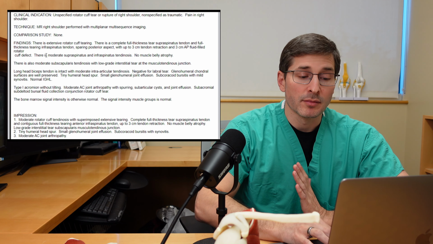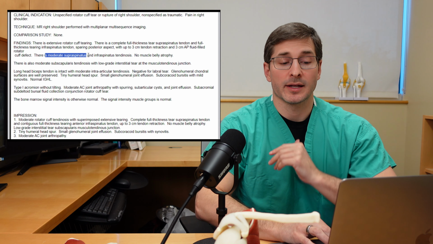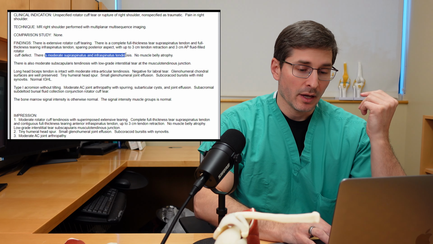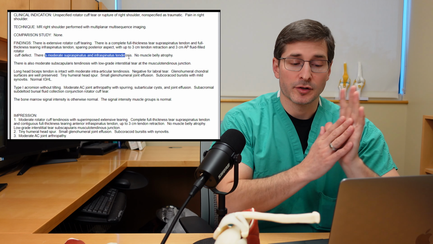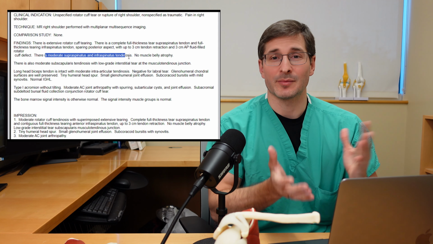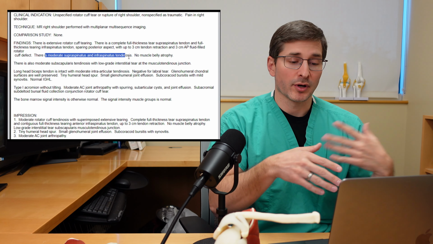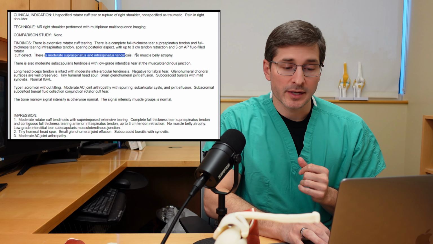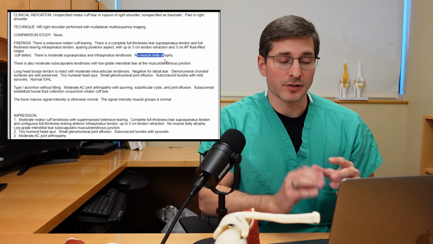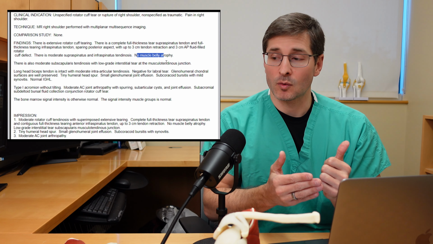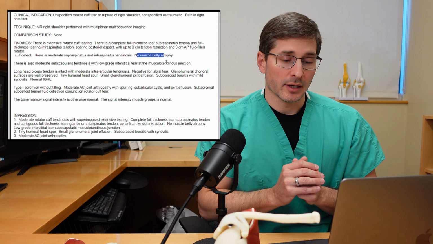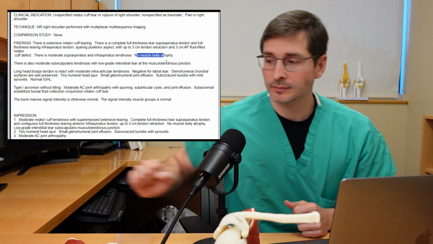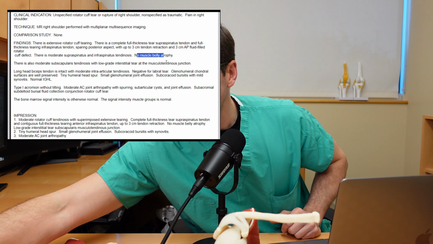They're making note that there's moderate supraspinatus and infraspinatus tendinosis. And so there's the term tendinosis, which essentially means the same thing as tendinopathy, that progressive wear and tear of the tendon tissue. And then they say that there's no muscle belly atrophy. So even though the tendon is torn from the bone, the muscle itself looks healthy.